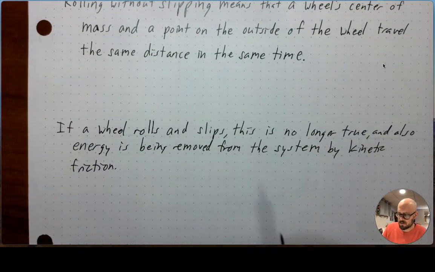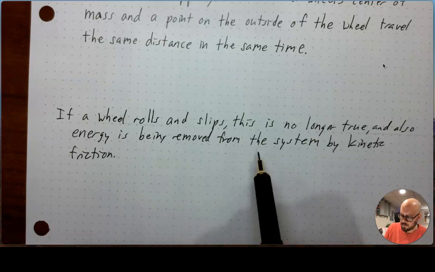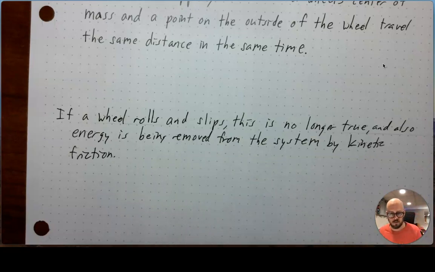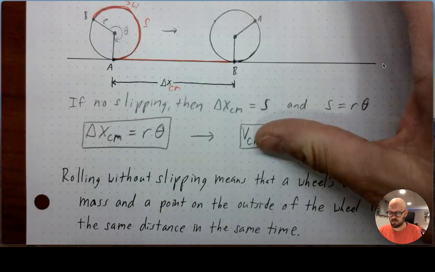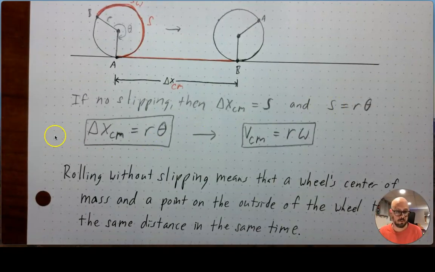The last bit of this is that if a wheel rolls and slips, this relationship is no longer true, and also energy is being removed, because slipping motion induces kinetic friction, and so some heat is created and dissipated. There's no longer energy available to move the object. So we don't really cover rolling with slipping as much as we cover a couple of examples of rolling without slipping. And that's it.